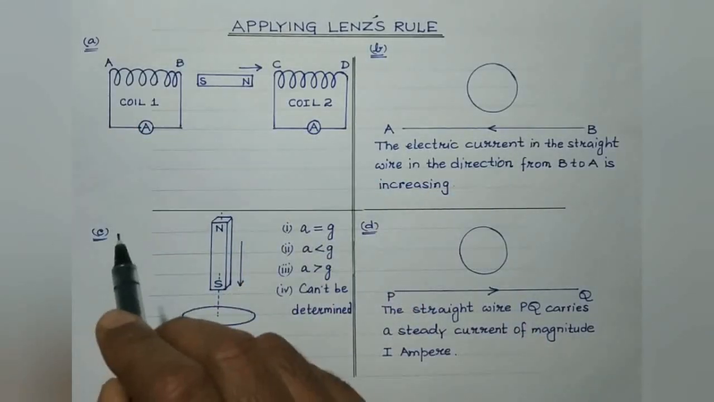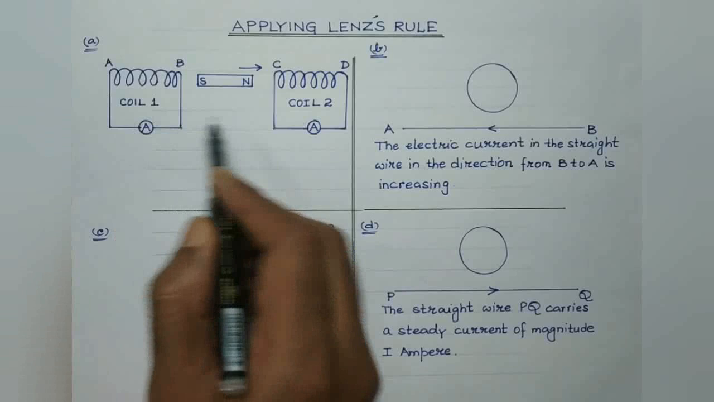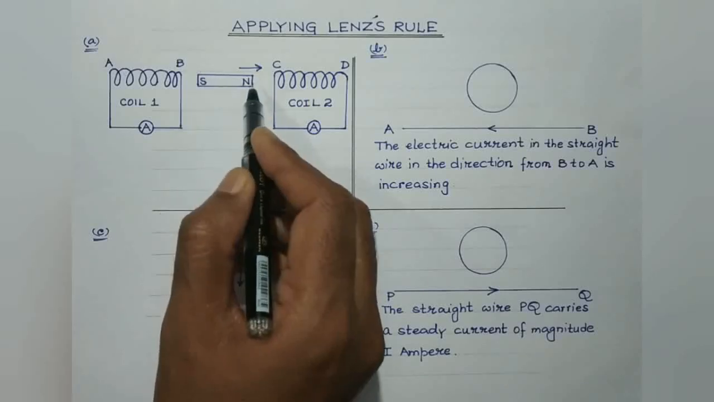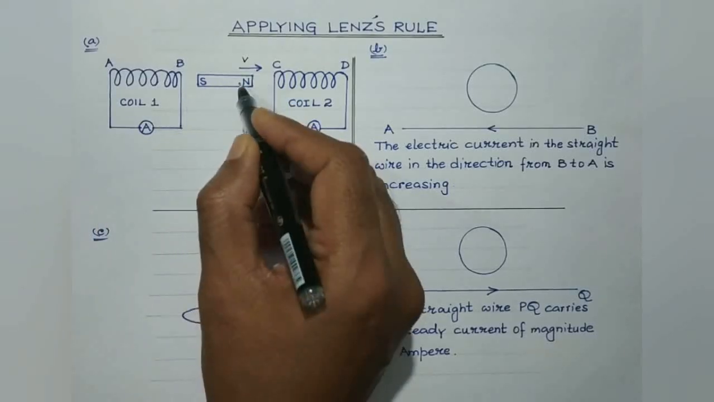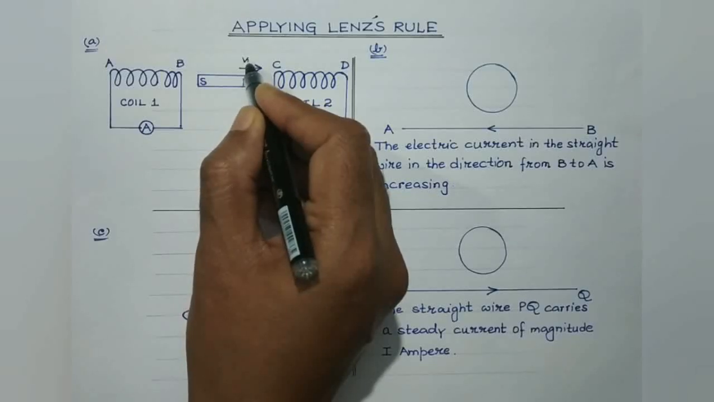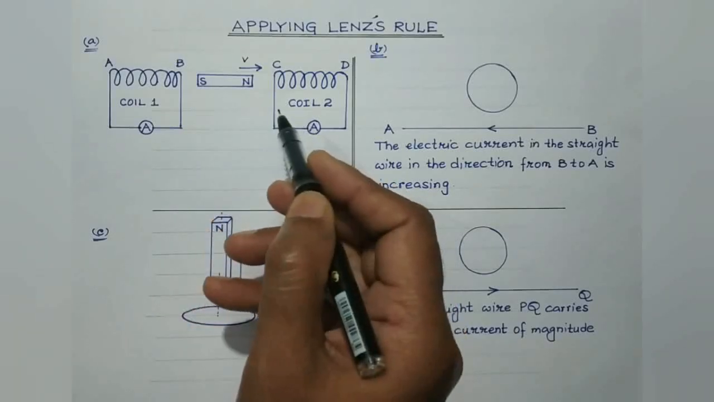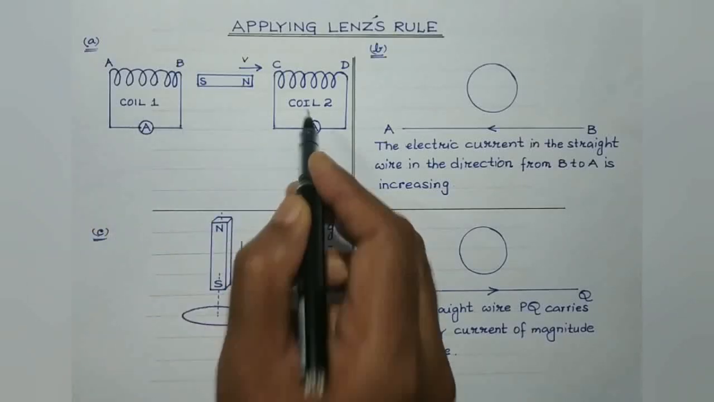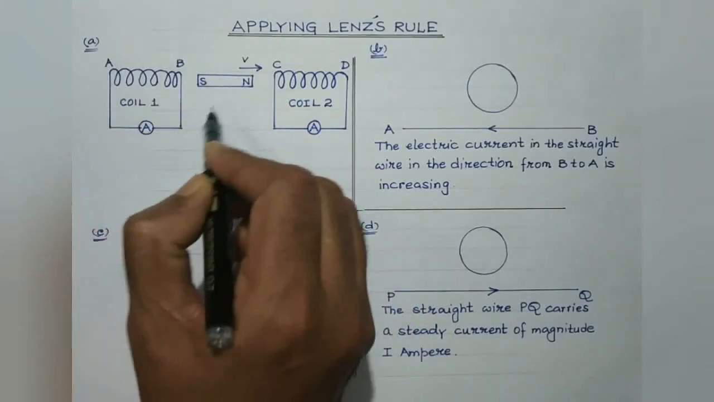Let's consider first question. This is coil 1 and this is coil 2, which are connected to a sensitive galvanometer or an ammeter. And this is a bar magnet which acts as a source of magnetic field, and it is moved away from coil 1 and it is taken towards coil 2 with constant velocity, say V. Now in each of these two coils we are supposed to state whether the induced current will get produced, and if yes, then we are supposed to find out the direction of the induced current in coil 1 and coil 2, right? So what we do is, let's consider coil 1.